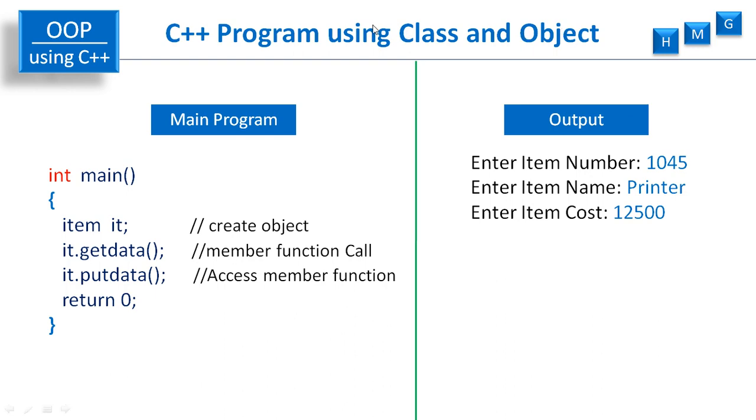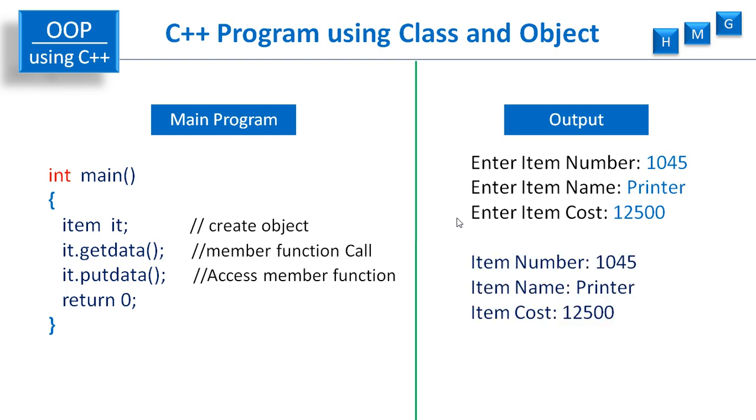So these are the three operations performed using getData. Now it.putData will execute. It will display the three values, item number, name and cost. Return 0 means it will end the program. So this is the complete output of the C++ program in a particular sequence.